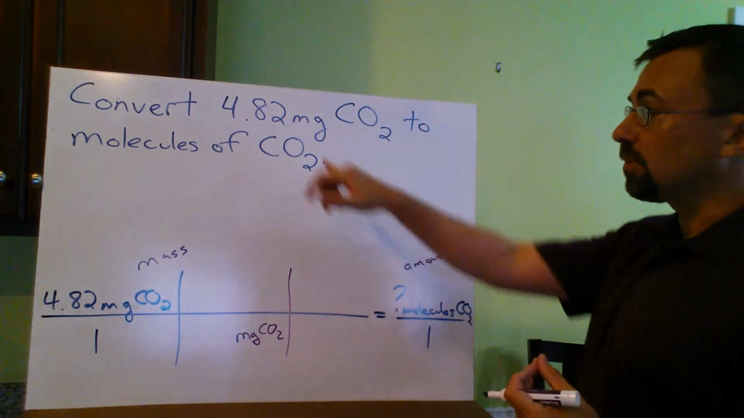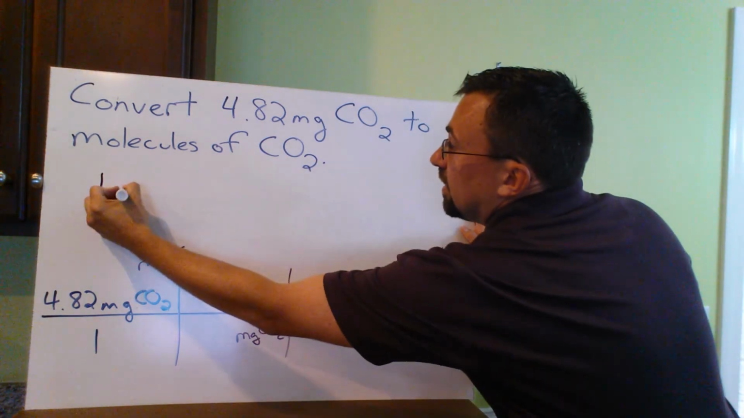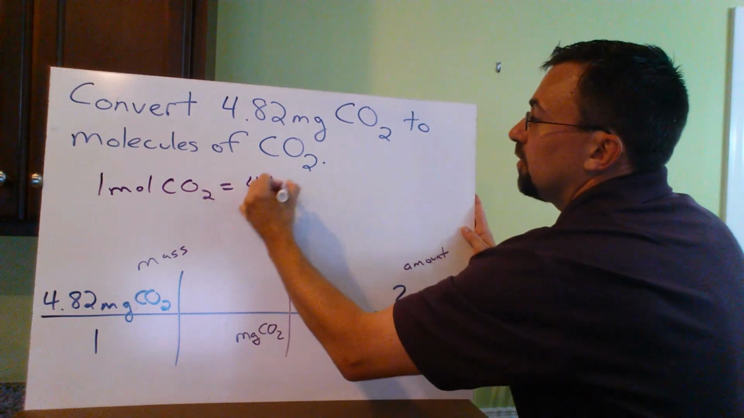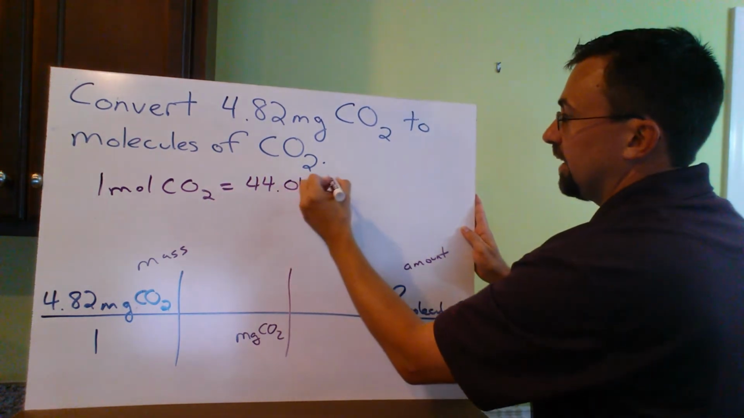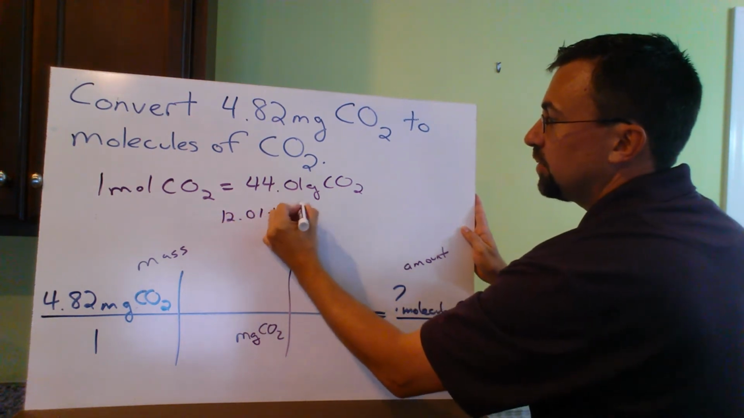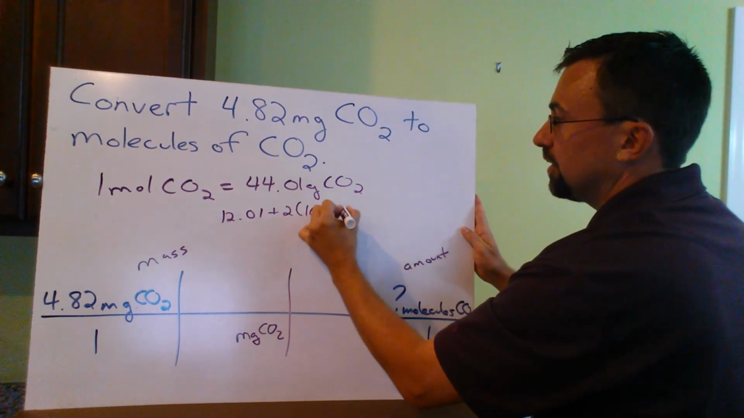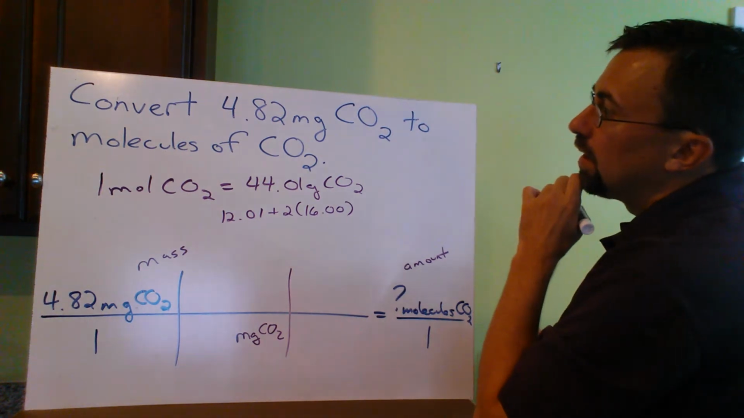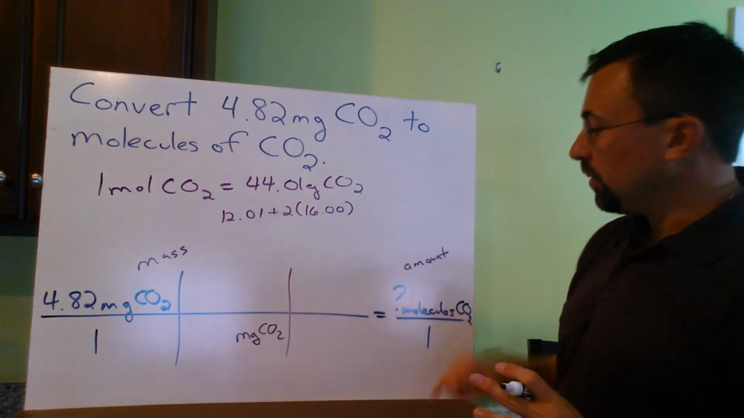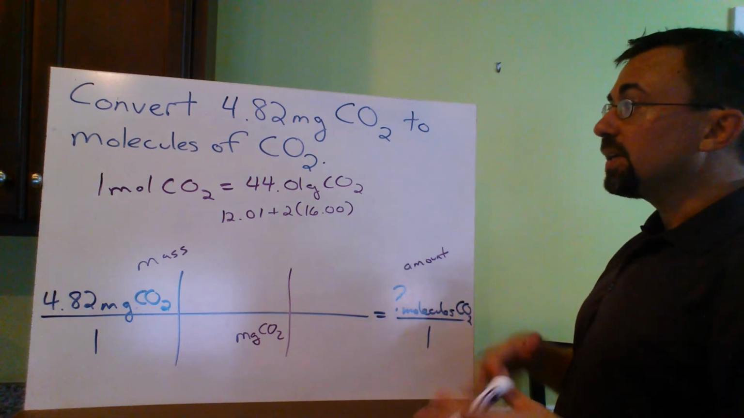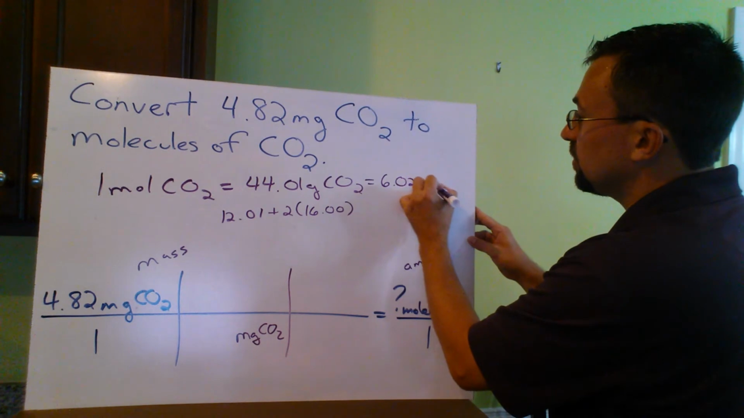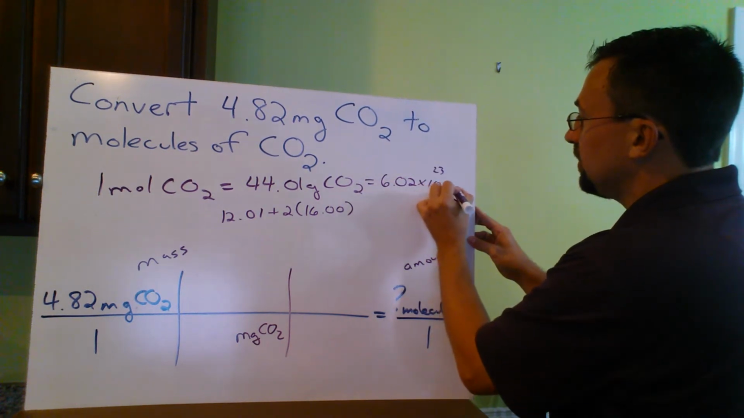So we need to get the formula weight for carbon dioxide. So 1 mole of carbon dioxide will be 44.01 grams of carbon dioxide. So this is 1 carbon at 12.01 plus 2 oxygens at 16.00. Now, remember that triple equality. These are the 2 we usually use, but we want actual numbers here, molecules. So we can actually go a step further and say that this is what? 6.02 times 10 to the 23rd molecules of CO2.